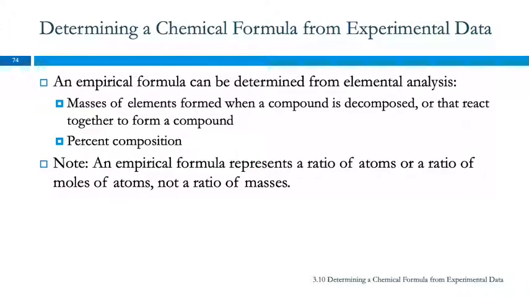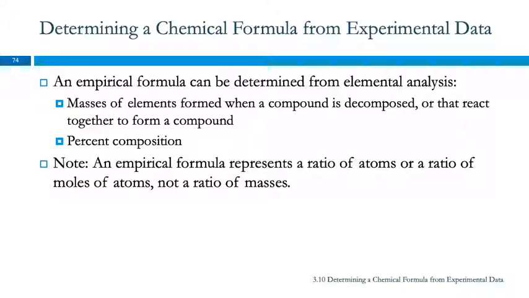So determining a chemical formula from experimental data. This is a little bit backwards of the percent composition. So we can find an empirical formula from elemental analysis. You could take the compound and decompose it into elements, or you can measure the masses of the elements that react to form the compound. And so sometimes you'll have masses given that way, or sometimes you'll get the percent composition.